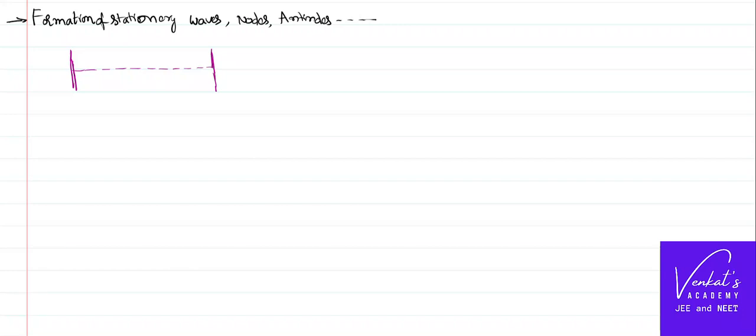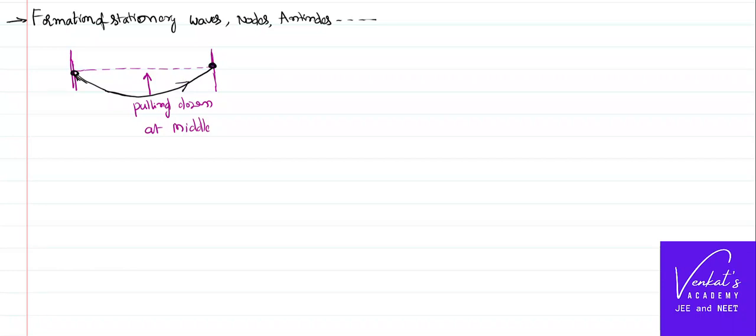When you disturb this string somewhere, you can disturb it anywhere, but assume that you are pulling it down at the middle of that string. What happens when you pull it down or pull it up at the middle is, at the point of pulling, the disturbance is maximum. So now it goes down like this. From here it is fixed. Here it is also fixed. So it will go like this.